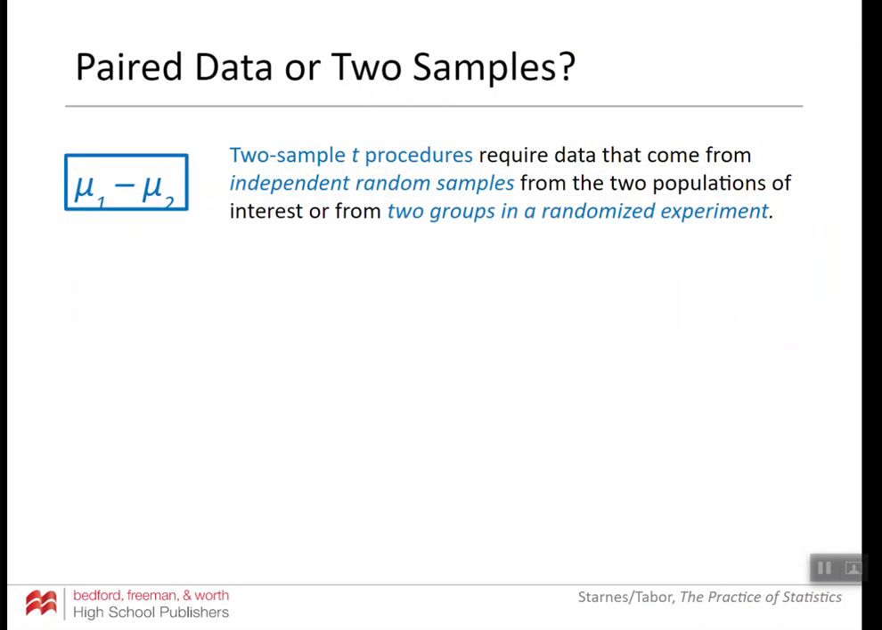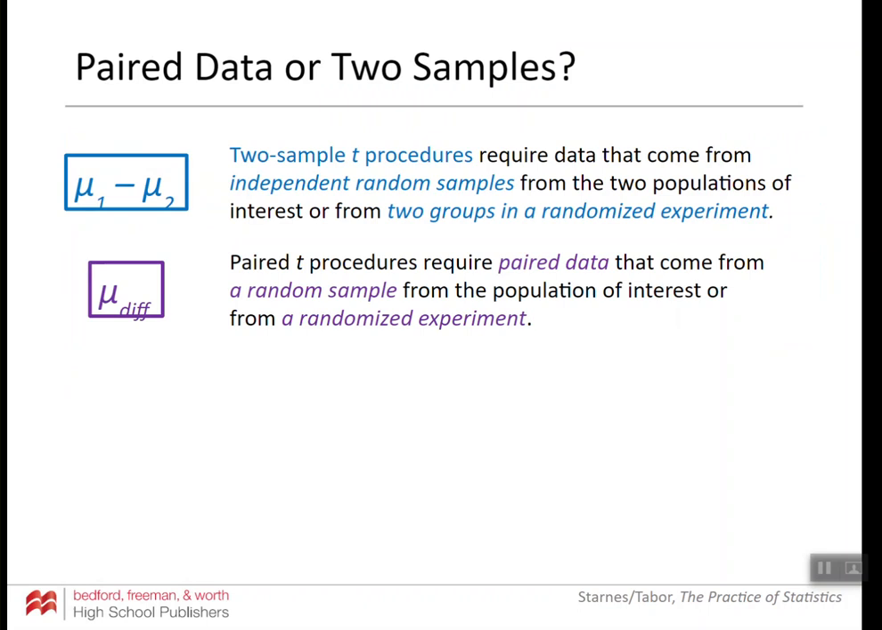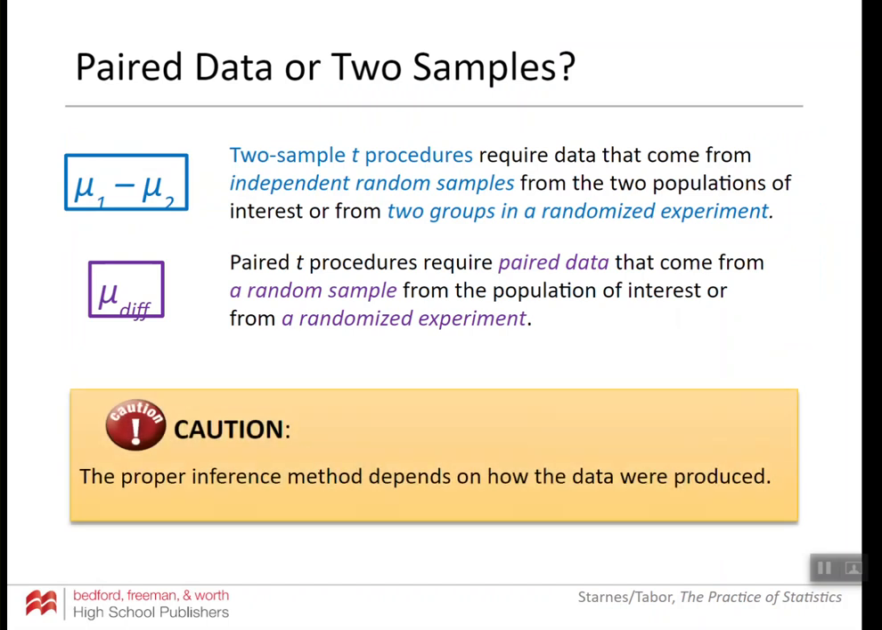So, the hardest part is determining which procedure to use. A two-sample t-test, like we looked at in section 10.2, requires that data come from independent random samples from the two populations of interest or from two groups in a randomized experiment. The paired t-test requires paired data that come from a random sample of the population or from a randomized experiment. Ultimately, it depends on whether the data is paired or not. You have to pay attention to how the data were produced.